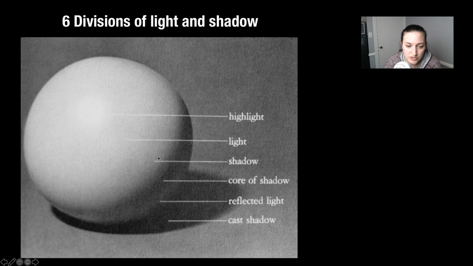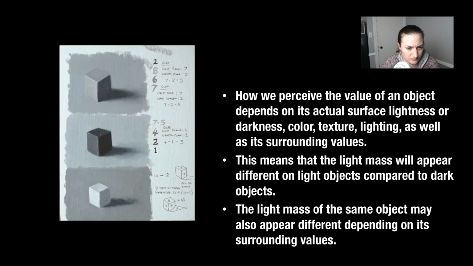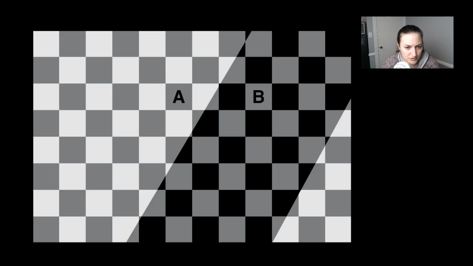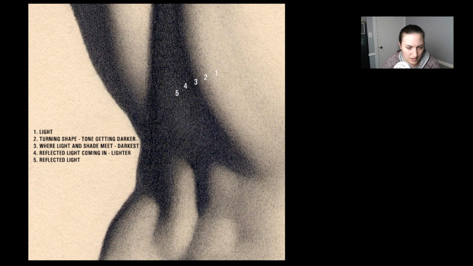Highlight, light, shadow, core shadow, reflected light, and cast shadow. It is very important that you are able to understand all of those divisions on the form, because they all do exist. I'm going to jump to this real quick and we'll go back, but I wanted to illustrate this on the form itself since I was just talking about that.